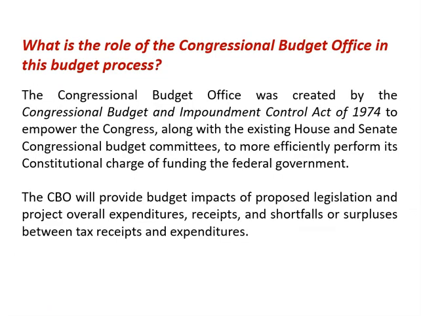What is the role of the Congressional Budget Office in this budget process? The Congressional Budget Office was created by the Congressional Budget and Impoundment Control Act of 1974 to empower the Congress, along with the existing House and Senate Congressional Budget Committees, to more efficiently perform its constitutional charge of funding the federal government. The CBO will provide budget impacts of proposed legislation, and project overall expenditures, receipts, and shortfalls or surpluses between tax receipts and expenditures.